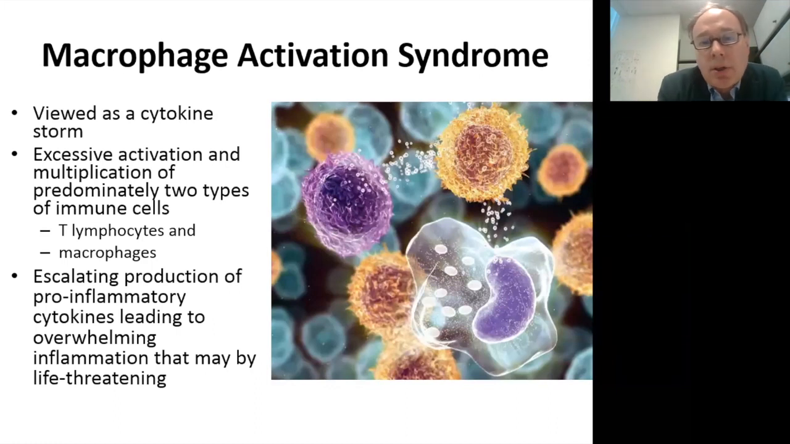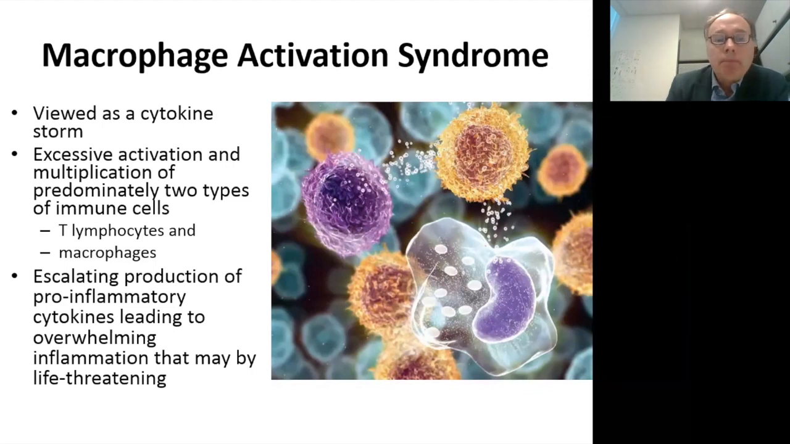This particular complication is viewed as a cytokine storm. Just to explain what cytokines are, in this figure we are looking at various immune cells, and these cells typically communicate with each other by sending something that I would describe as chemical signals. These molecules, these chemical signals, are called cytokines. Some of them stimulate immune cells and are pro-inflammatory, some may actually be anti-inflammatory.